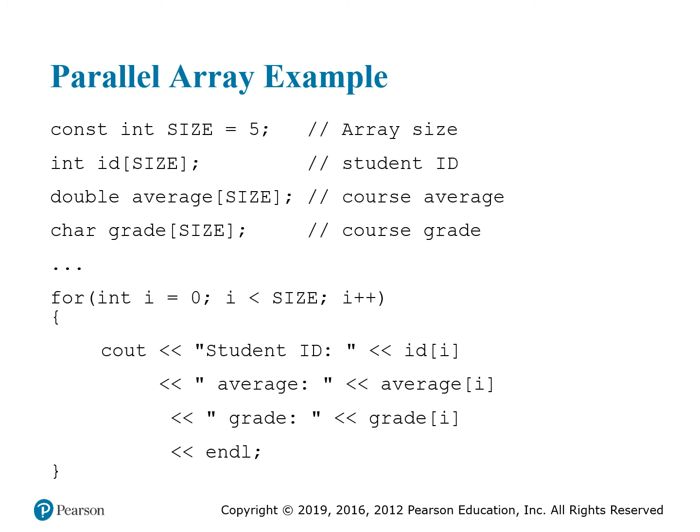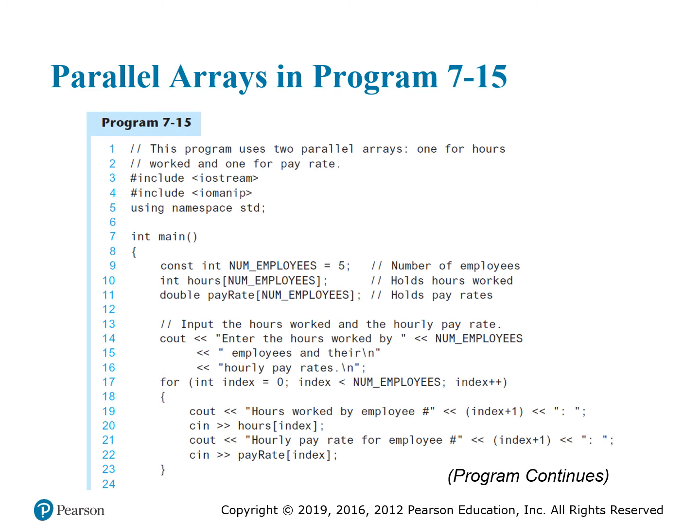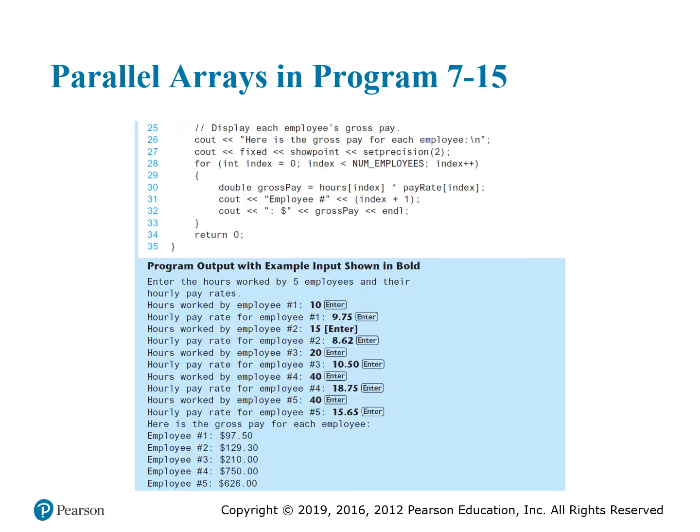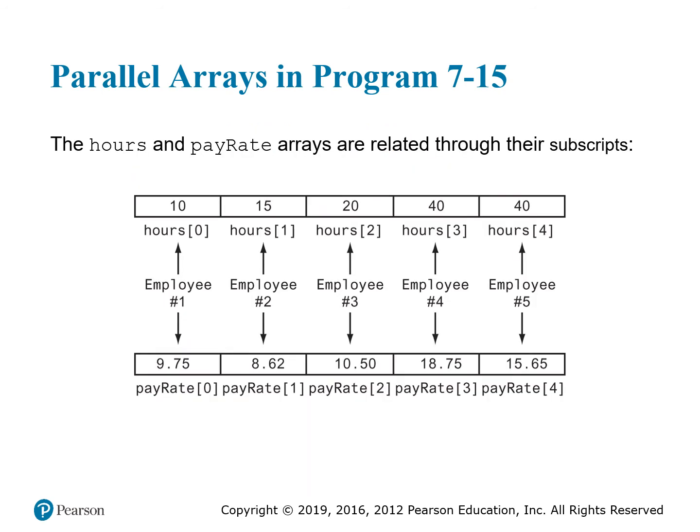Here's an example where we're keeping track of student IDs, averages, and grade letters. Here's an example where we're keeping track of hours each employee worked and the pay rate of each employee. Employee 1 gets hours 10, pay rate 9.75, and so when we calculate their gross pay, it's hours at index times pay rate at index. 10 times 9.75 is 97.50, right? The hours and pay rate arrays are related because we use the same subscript for the same employee. Employee number 1 is subscript 0. Employee number 3 is subscript 2. Employee number n would be subscript n minus 1.